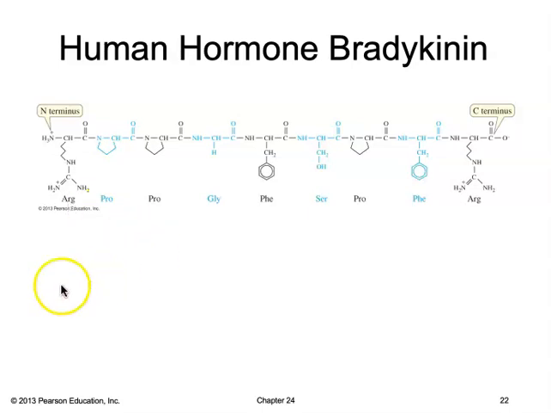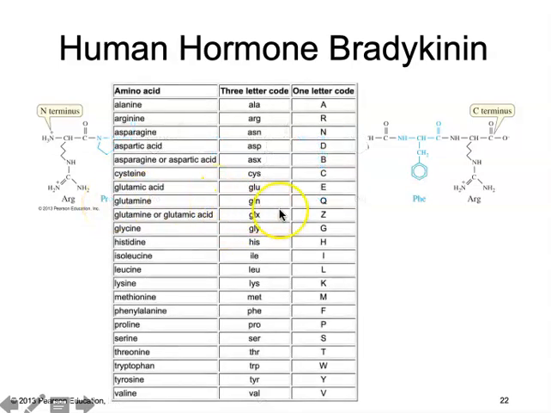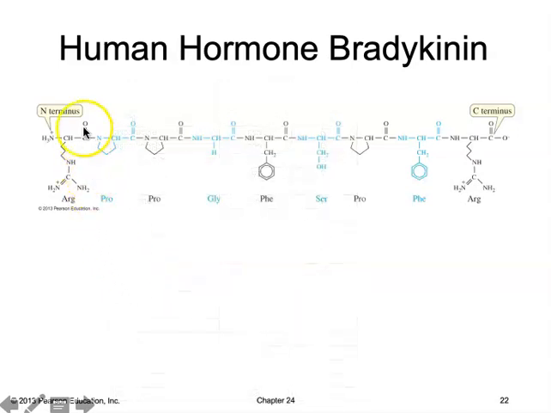So for instance, I think arginine is probably an R, and proline is a P, and glycine's a G, but then I think it might have been an F for phenylalanine here. But the important thing to recognize is that in terms of giving that primary sequence for a protein, you always go from the N terminus to the C terminus, whether or not you use the three-letter system or just the single-letter system.